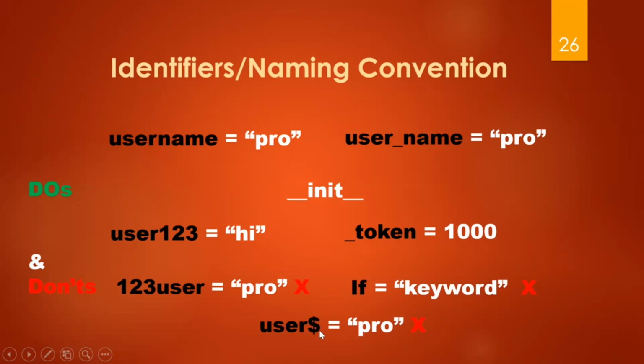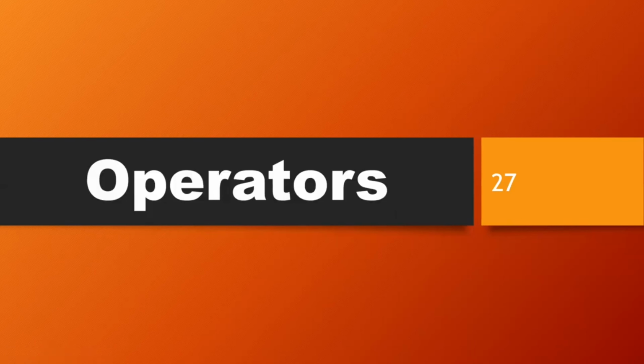You should not use any special characters like dollar, and you cannot use any keywords like del, if, for. Those are keywords which we will learn later. So these are the naming conventions. So that's it. Data types is over. Next we will learn about operators.